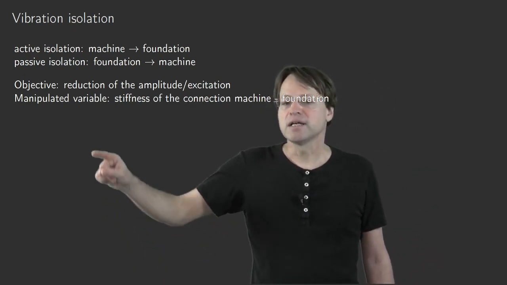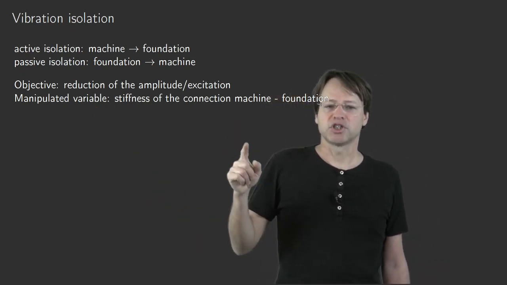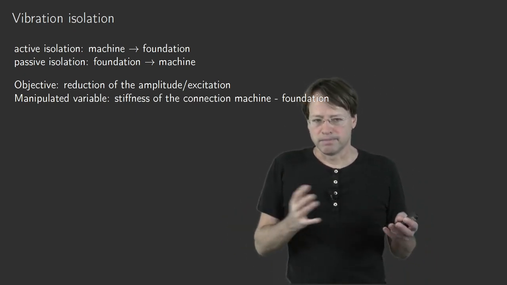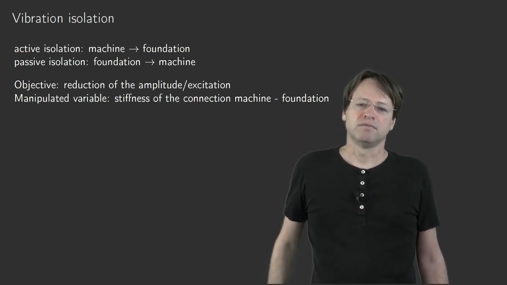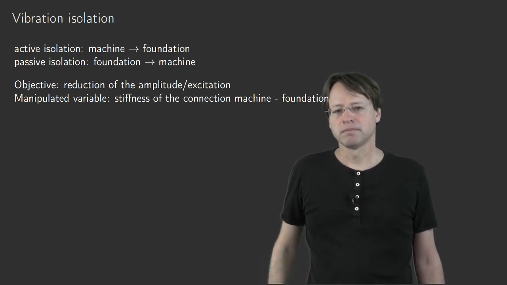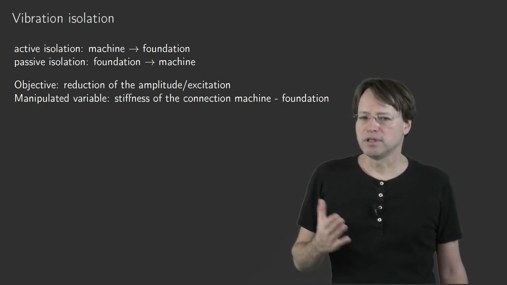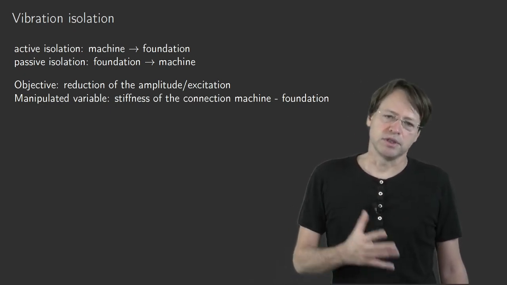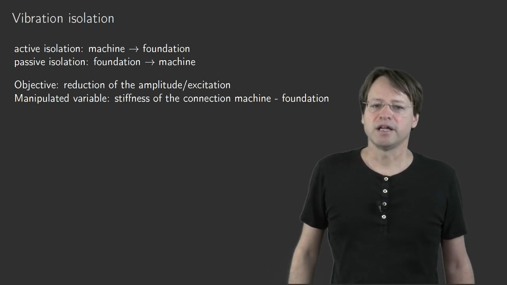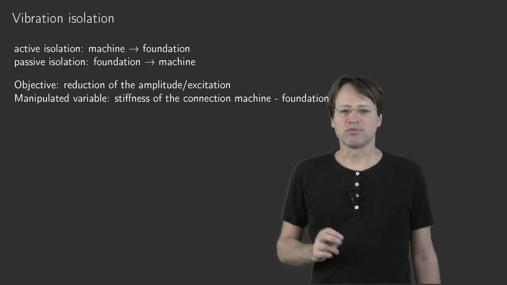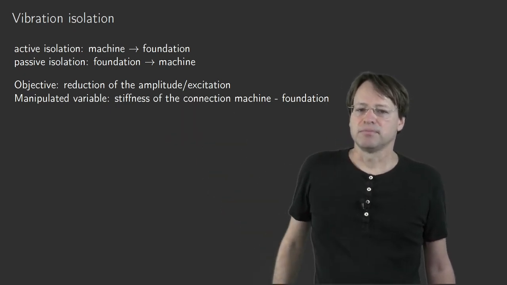In general, the variable that is then manipulated or changed is the stiffness of the connection between machine and foundation. We can, in an engineering mechanics context, symbolize that variable by a spring stiffness. In general, that spring stiffness is some kind of element between the machine and the foundation. That could be steel, that could be some kind of rubber element, so to have a very soft material, and so on. So you could select some kind of material in order to realize that stiffness between the machine and the foundation.